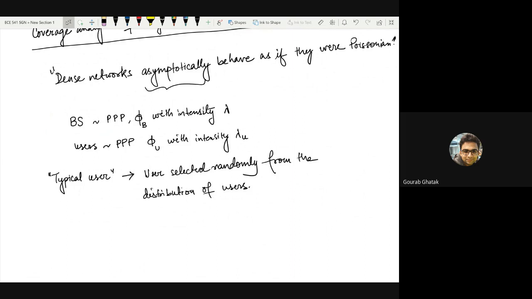Okay, is this notion clear? So a typical user is not really the identity of one of the users. Loosely speaking, it is the average user, but it doesn't mean that it is located at an average location. It has nothing to do with the mean. It is randomly selected with some probability distribution of the users. In case of Poisson point processes, it's uniformly randomly selected, and we will be characterizing the network from the perspective of the performance of this typical user.